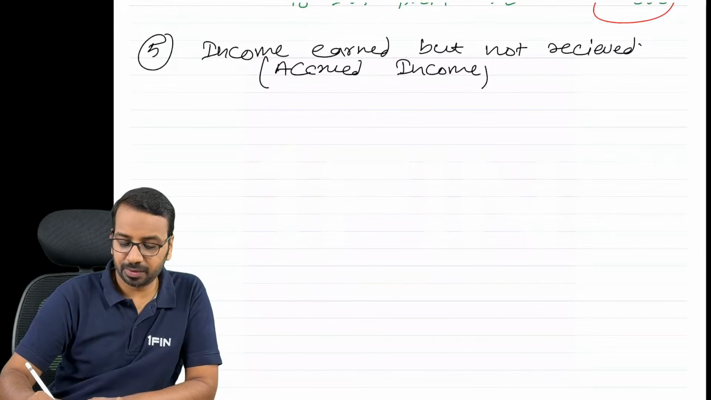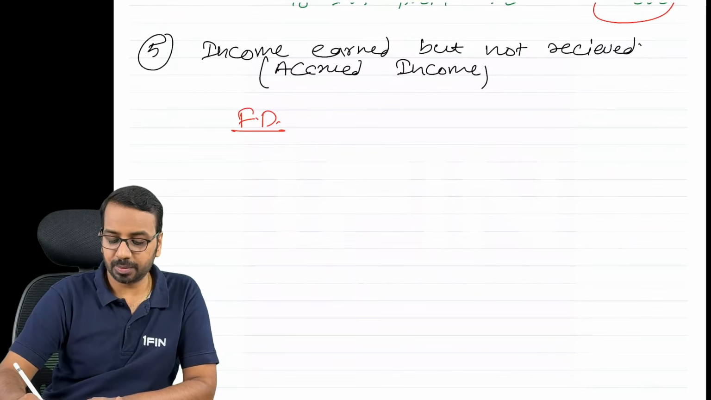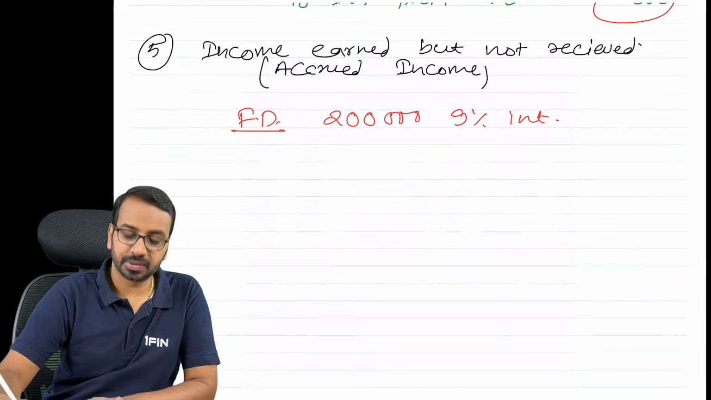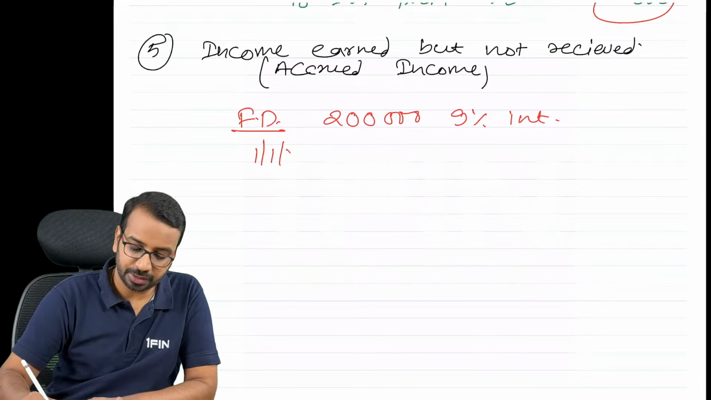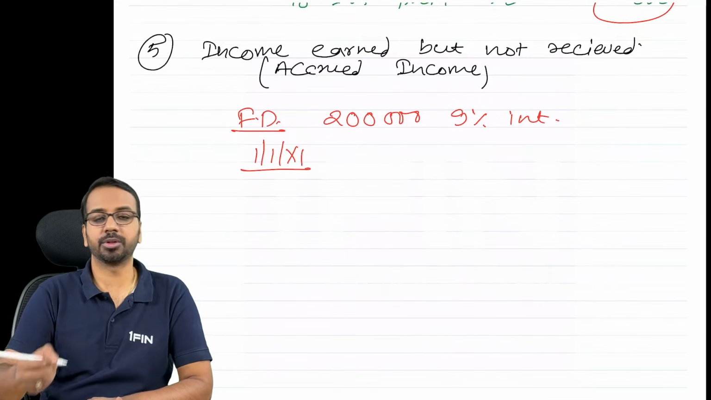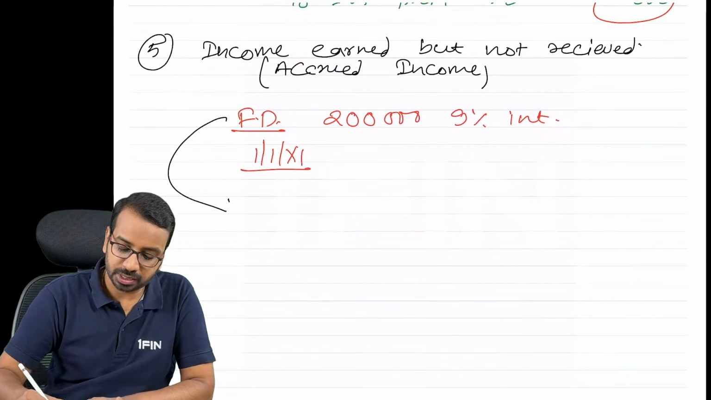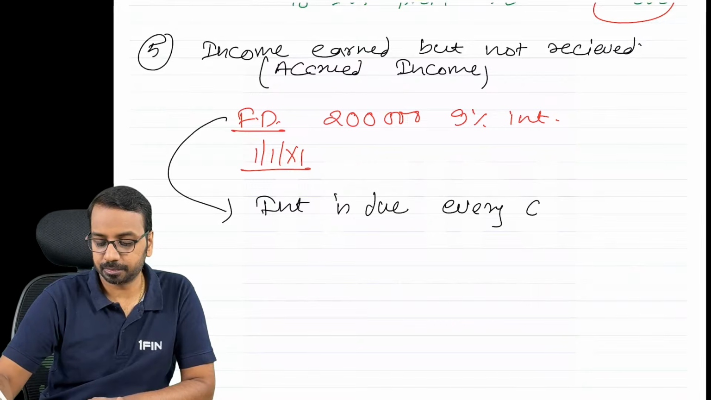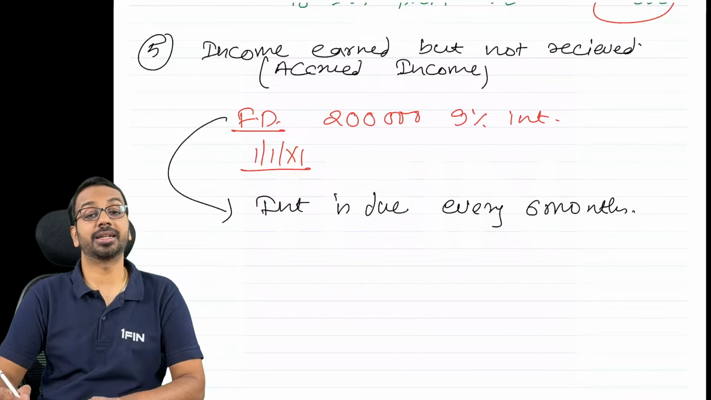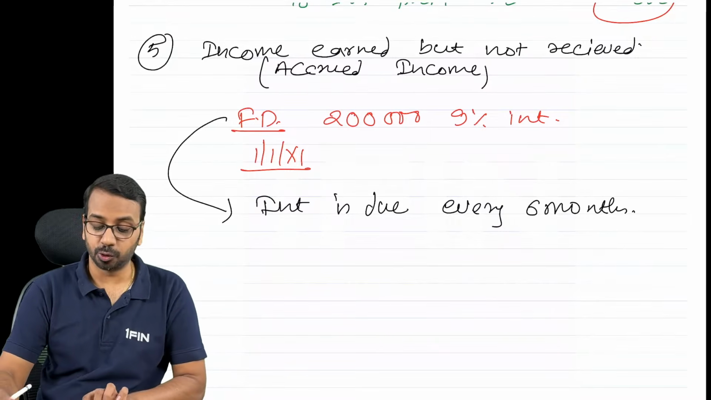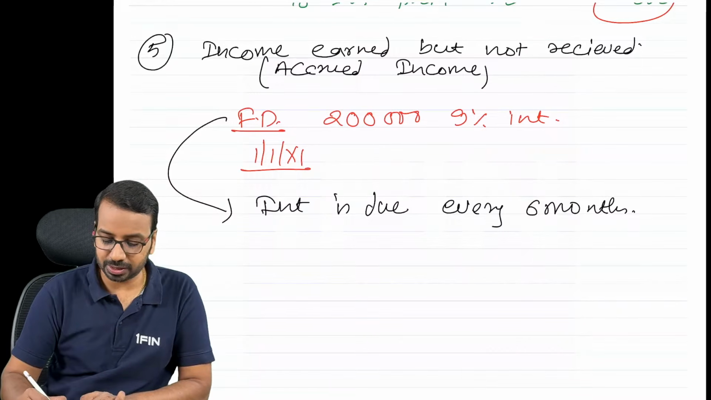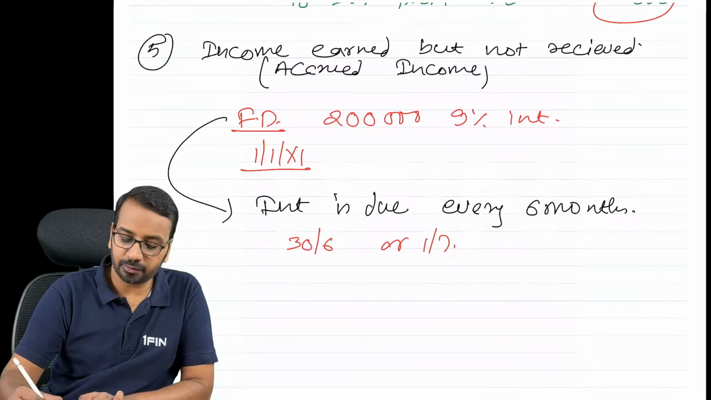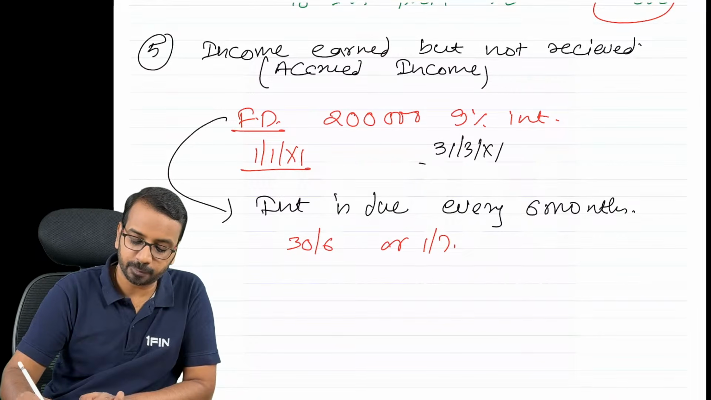Okay, so say for example, we have a fixed deposit. The fixed deposit is of 2 lakhs. This pays us 9% interest, and we open this fixed deposit on 1st of January of year 1. Okay, this is the date on which we opened the fixed deposit. Now, on this fixed deposit, interest is due every 6 months. Now, if every 6 months interest is due, when will we get the interest? We will get the interest on maybe 30th of June or 1st of July. When is our financial year end? Our financial year ends on 31st of March of year 1.